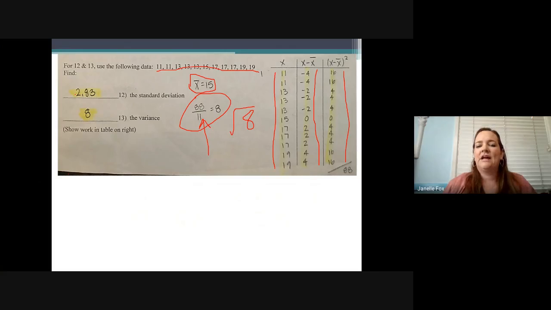Okay, and notice I made this easy enough that there were no weird decimals. So yeah, we're testing a concept, not whether you can add a whole bunch of weird numbers.